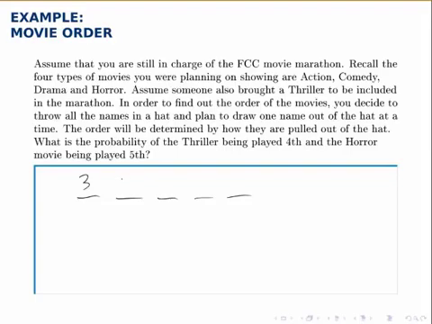Then there are 2 movies that aren't the thriller or the horror that can go in the second slot, and then 1 movie that can go in the third slot. And then the thriller goes in the fourth slot, and the horror movie goes in the fifth slot. You can also fill in these slots by filling in the fourth slot and the fifth slot first with 1s, and then recognizing that there are 3 movies left to go into the remaining 3 slots. In any case, this tells us that there are 6 ways that the thriller could be played fourth and the horror movie could be played fifth.